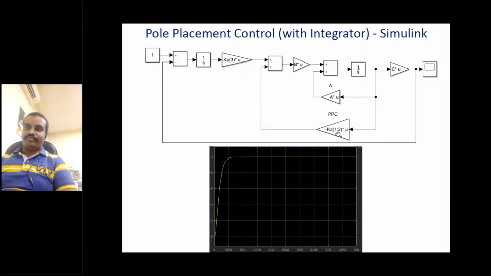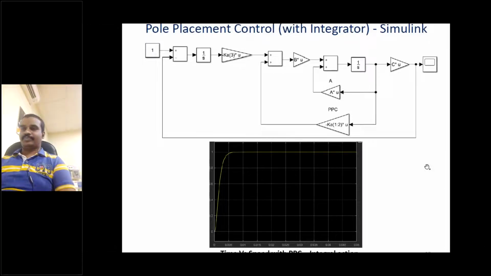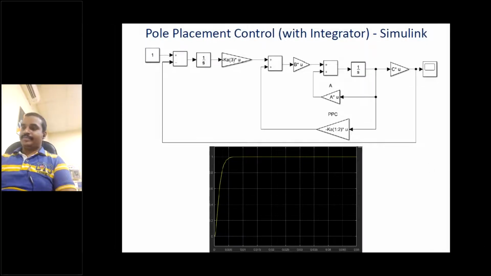KA of 3 is for the integral. The first 2 poles will reflect for this closed loop system, whereas the third pole is for driving the steady state error to 0. And you can see now the response, it has gone to 1 in 0.005 seconds or so, which is the same thing that you have seen here. So the 2 approaches will give you exactly the same response.